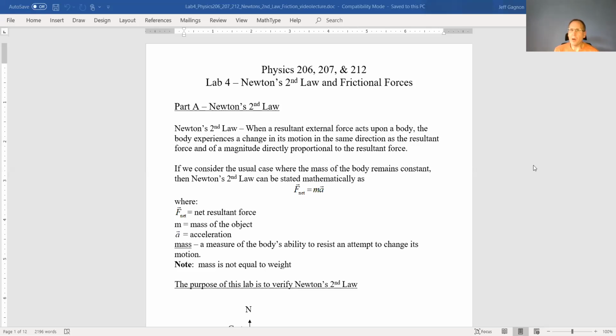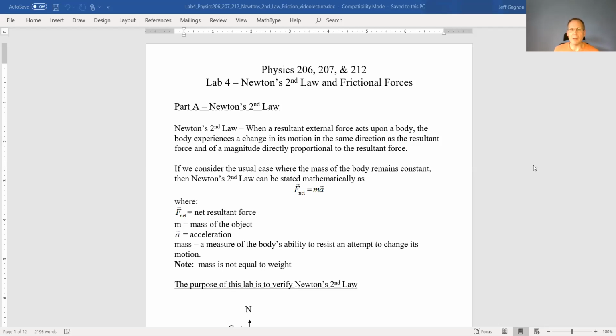This is lab number 4, which is going to be on Newton's second law and frictional forces. For most of this lab, it's very similar for all my different labs for Physics 206, 207, and 212. There's one additional part at the end when we look at friction where Physics 212 has to do that, but the other two classes don't have to do that particular part, okay? So it's very similar, so I'm going to use one video lecture for all three classes.